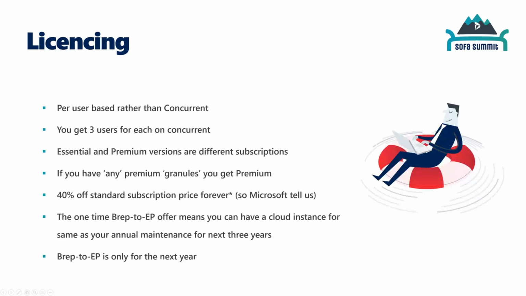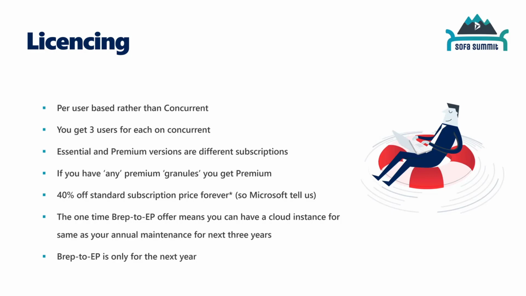Licensing, for those of you on older versions pre-Business Central: Business Central is per user rather than concurrent. You get 3 users as a replacement for each one that you had on concurrent. So rather than being able to log in up to 20 people, you will get 60 people that you can name that can access the system. And they can access the system however they want to, via the web browser, via their phone, via their tablet, via a handheld device if you use barcode devices and so on. They can log in as many times as you want to.